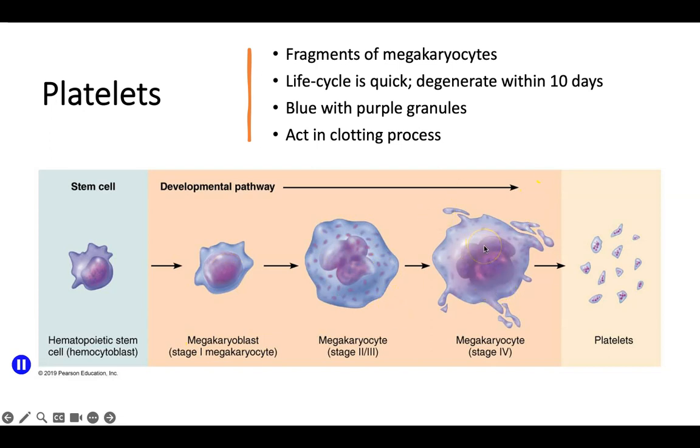And so that megakaryocyte, it's a huge cell, and you can see even in this final stage here, stage 4, it's starting to bleb off pieces of membrane. And that's actually what forms the platelets. It is pieces of this huge megakaryocyte that are fragmenting into platelets. So these platelets are short-lived, so they're going to degenerate within about 10 days after being formed. When you see them, they're typically stained so that they look blue with little purple granules, and they're going to be really important in the blood clotting process.